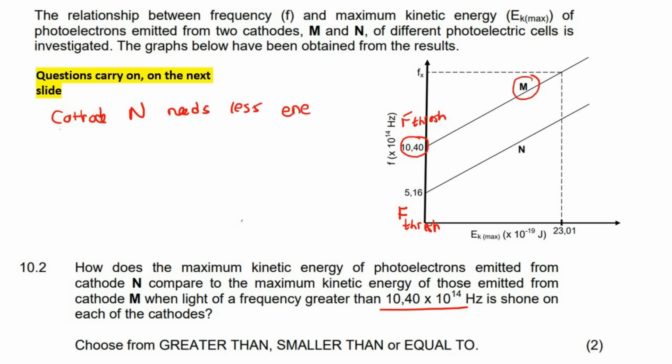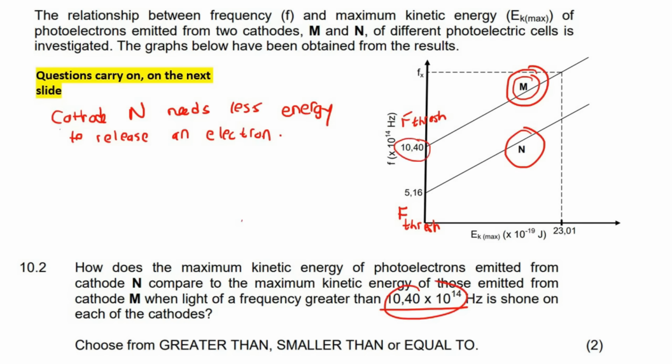less. This isn't what you're going to write in the exam. This question just wants you to say greater, smaller, or equal to, but I want you guys to have an understanding of it. So cathode N needs less, that's what we're saying. Cathode N needs less energy to release an electron. Okay? So if you take a certain amount of energy and you shine it on M, and you shine it on N, and this energy is larger than 10.40, then we know that both of these cathodes are going to release electrons because the frequency of this light that they're using is larger than the threshold frequency for both of them.